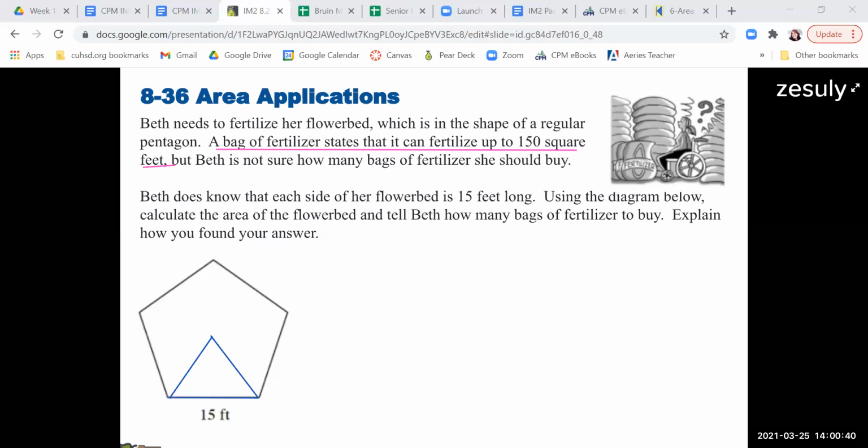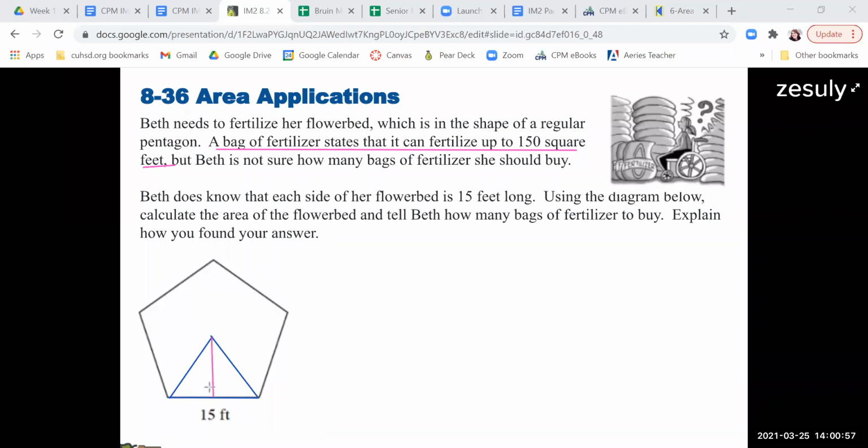So we know the base of the triangle. When we're finding the area of a triangle, we go 1/2 base times height. We know the base. We don't know the height. So I'm going to go ahead and draw in a segment to represent the height.